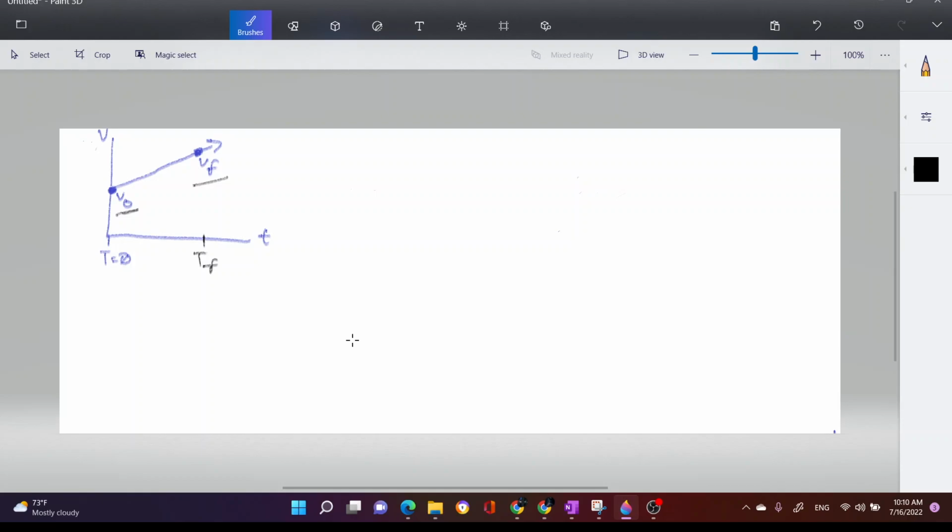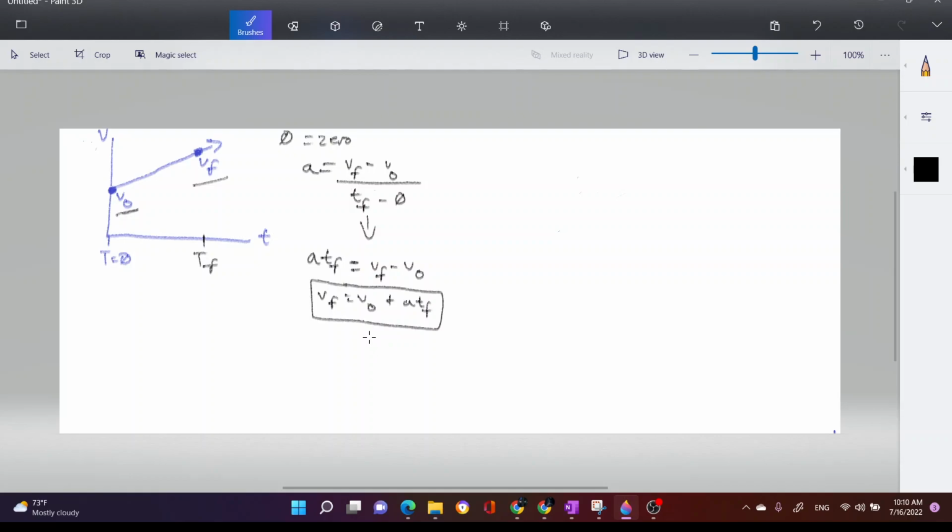So for our first equation, we solve for acceleration, which is just acceleration is final velocity minus initial, all over final time minus, since we made initial time 0, we can just say minus 0. And everywhere I put this little theta symbol, that's just a 0. And then using this, we isolate our final velocity. AT is equal to VF minus V naught. And then solving for VF, we get VF is equal to V naught plus ATF. So this ends up being our first kinematic equation.